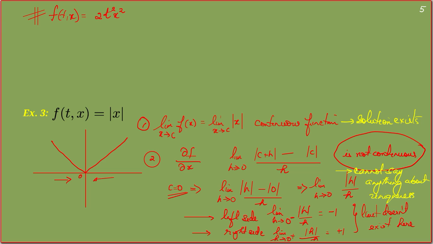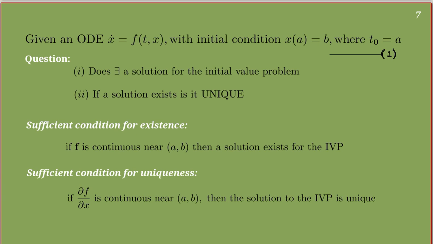So that is why continuity of ∂f/∂x and continuity of f are only sufficient conditions for existence and uniqueness. If I don't get that ∂f/∂x is continuous near (a, b), then I cannot conclude anything about the uniqueness of the system. The system may have a unique solution, but if it is continuous, directly I can say that the system has a unique solution. That is the meaning of sufficient conditions. It is not necessary to be continuous for a system to have a unique solution.